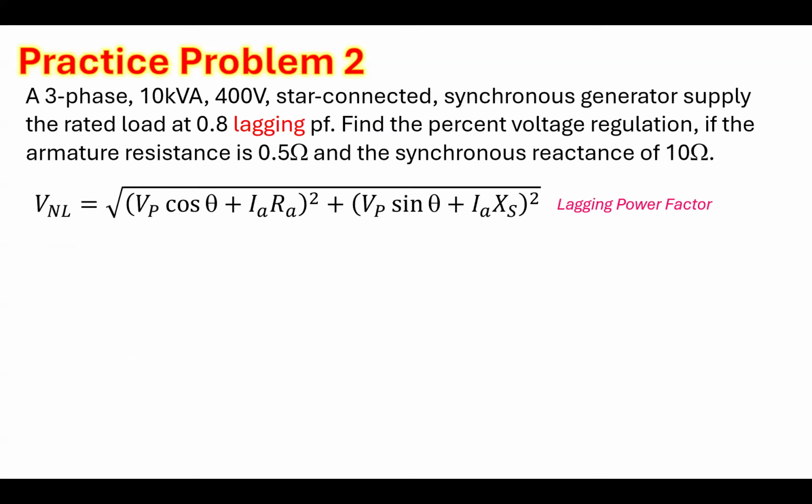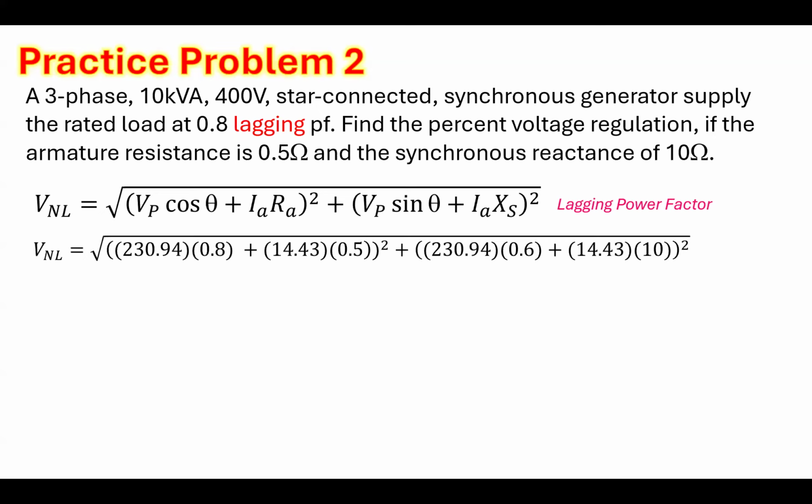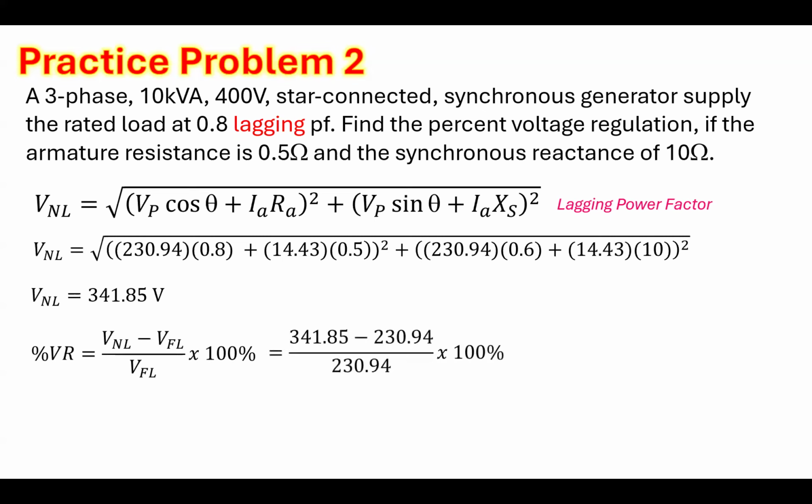And using our equation for no load voltage in case of lagging power factor, we simply substitute all the given values and the computed values in our equation. Then this will give us 341.85 volts for our generated voltage or the no load voltage. So using these values, we simply substitute to our equation, then this will give us 48.02%.